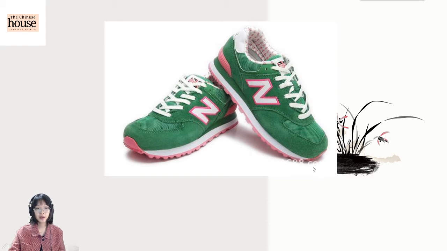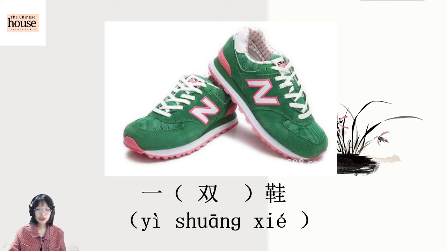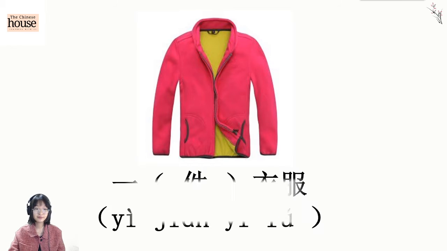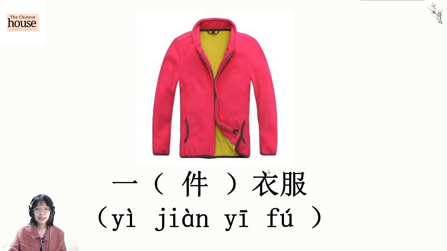And then this is a pair of shoes. 一双鞋. 一双鞋, we use 双 to describe a pair of something. This is clothes. 一件衣服. Fourth tone. 件.